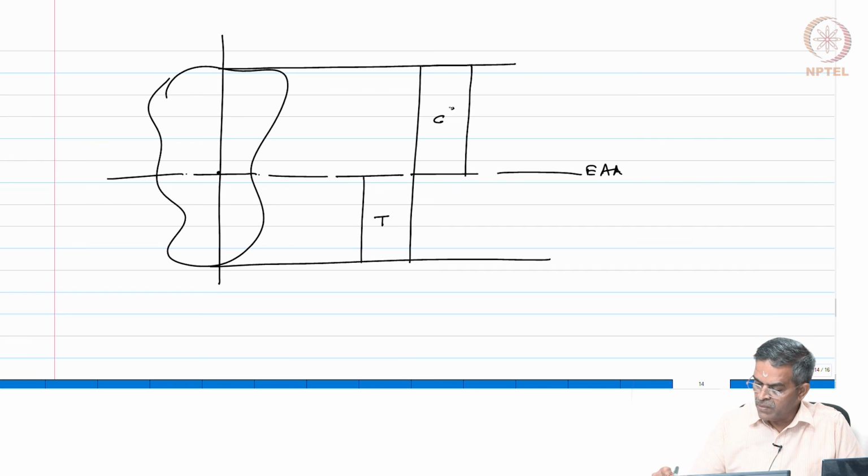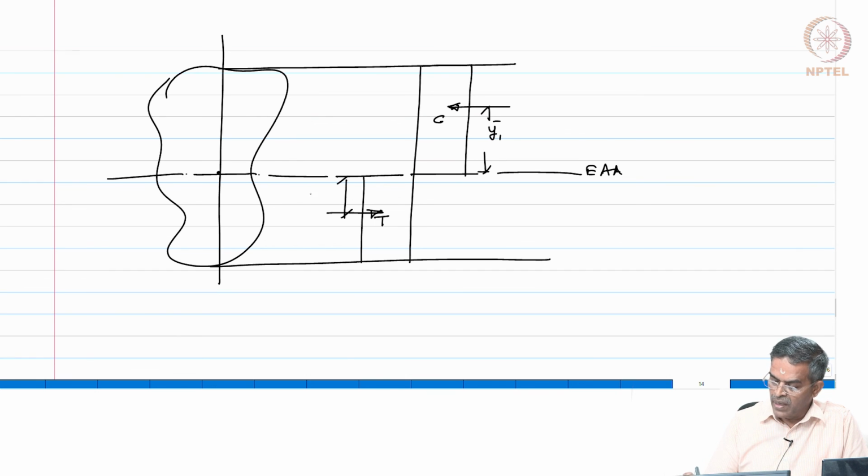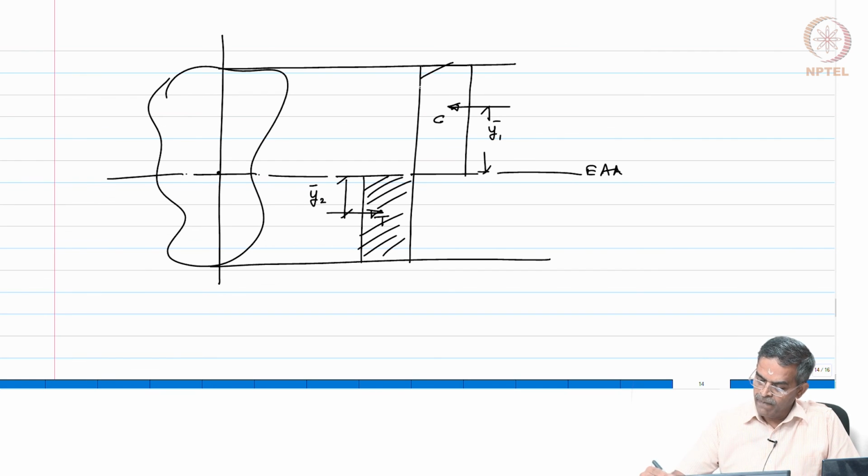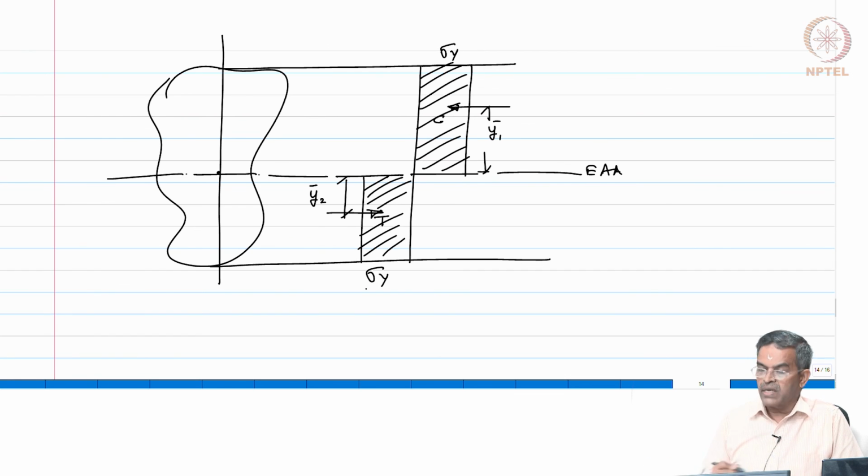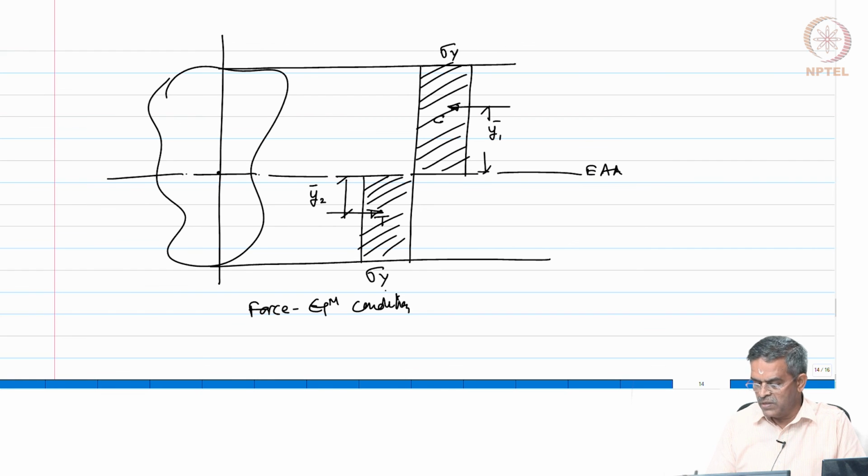So, this will have a centroid, let us say the centroid is here, and this will have a centroid, let us say the centroid is here, they are opposite. I call this centroid y bar 1 from my equal area axis, I call this centroid y bar 2 from the equal area axis, and we all know that at this stage the stress is sigma y in the entire cross section. Okay. So, we can call this the force equilibrium condition. This is the cross section, this is the stress diagram.